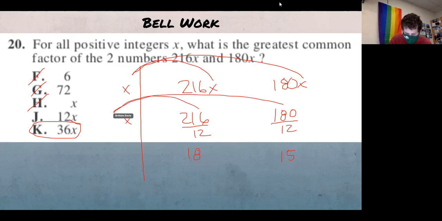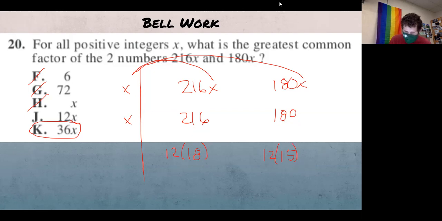Maybe it's easier to look at it this way. This is now 12 times 18 and 12 times 15. That's the same as the numbers we saw above. So I'm going to pull the 12 out from both, so I get 12x as a factor: 12x times 18 and 12x times 15. But I can also try 36x.